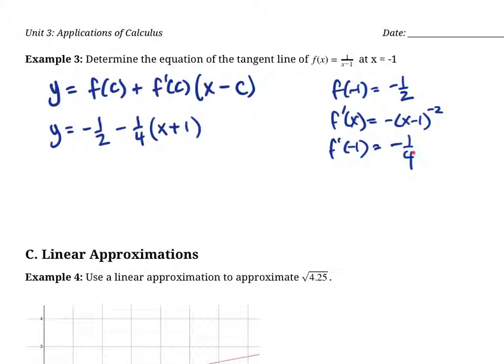So I found the derivative first and then plugged in -1. And then you just plug in your c value, and this is what you get. We could, of course, simplify. I'm just going to do that last step.